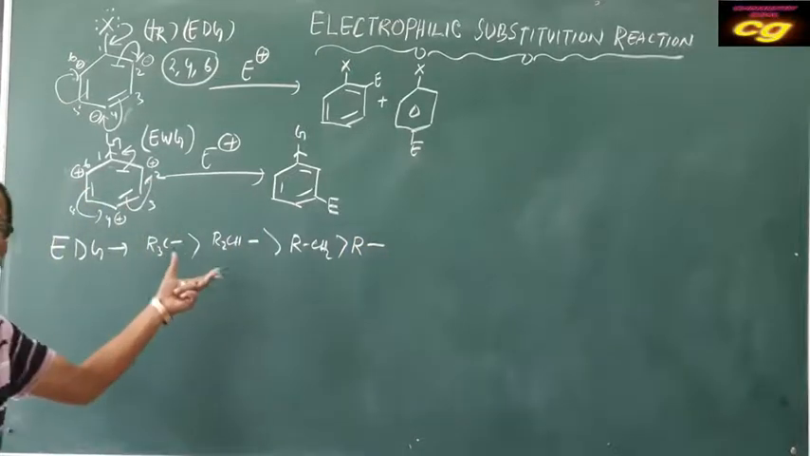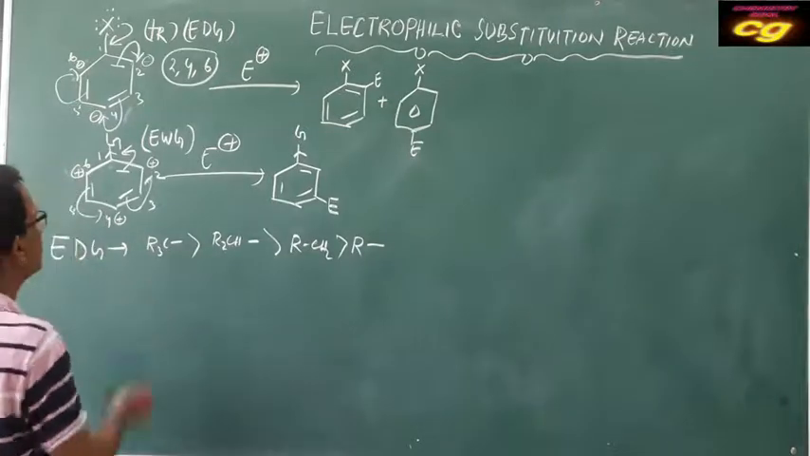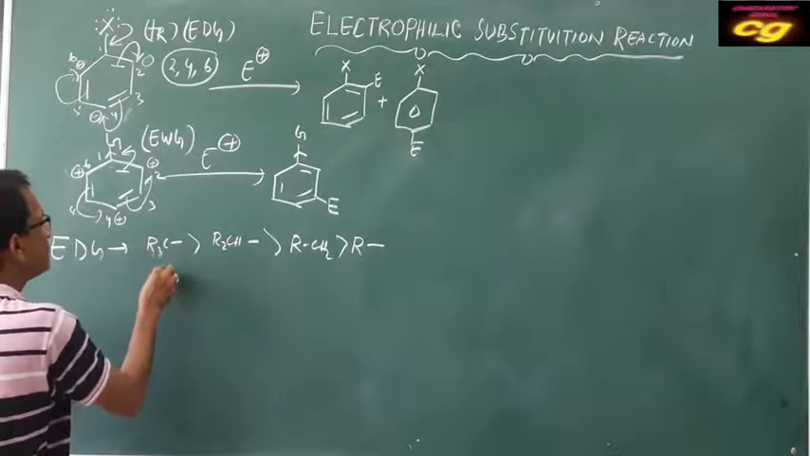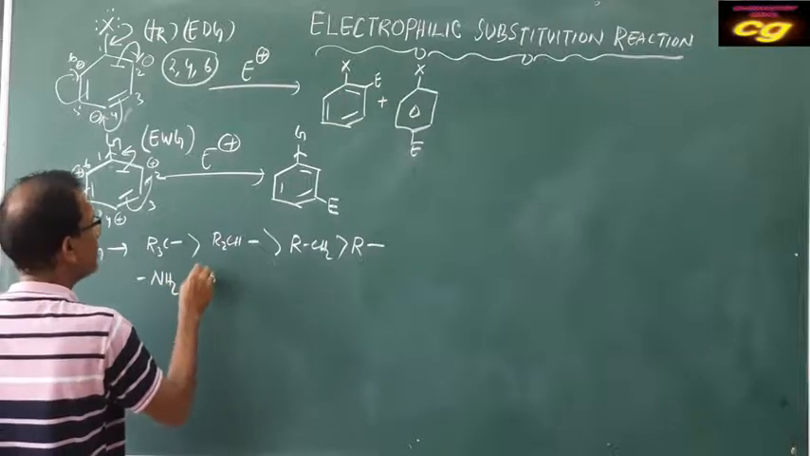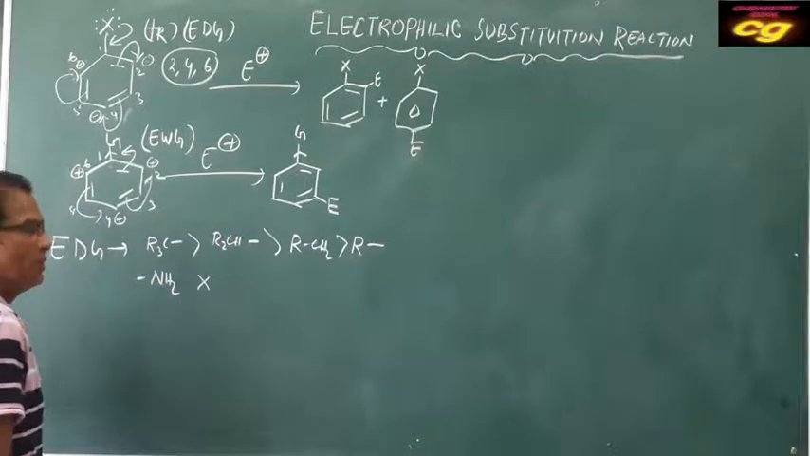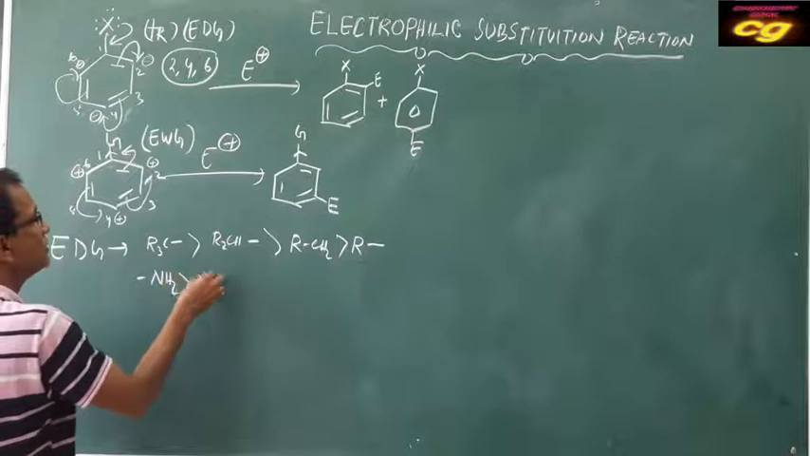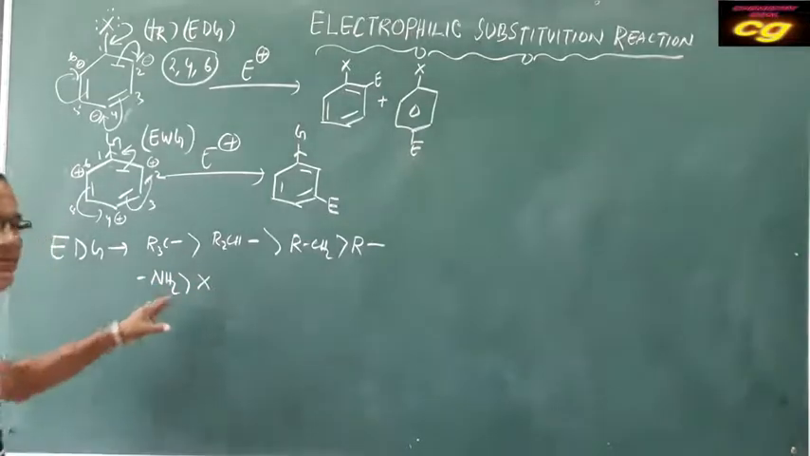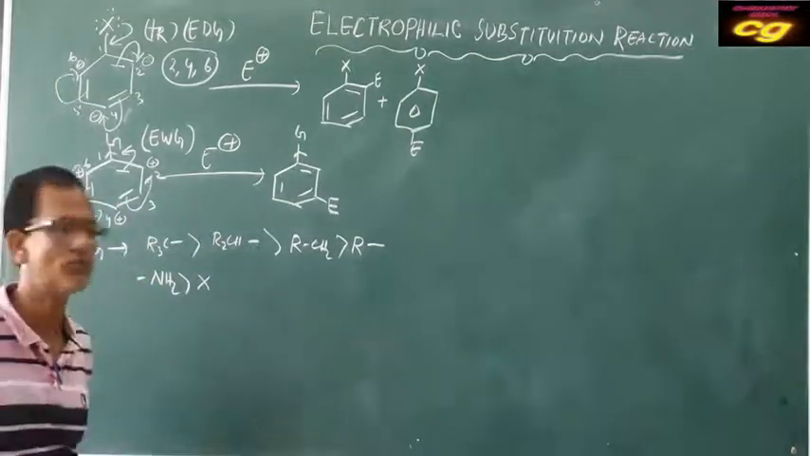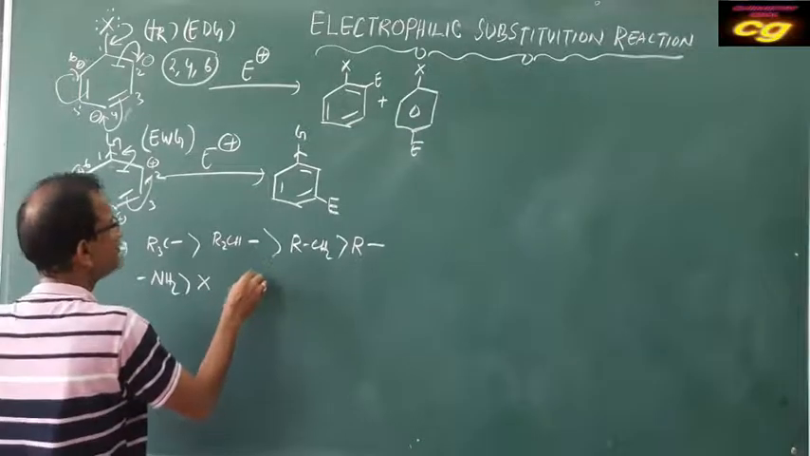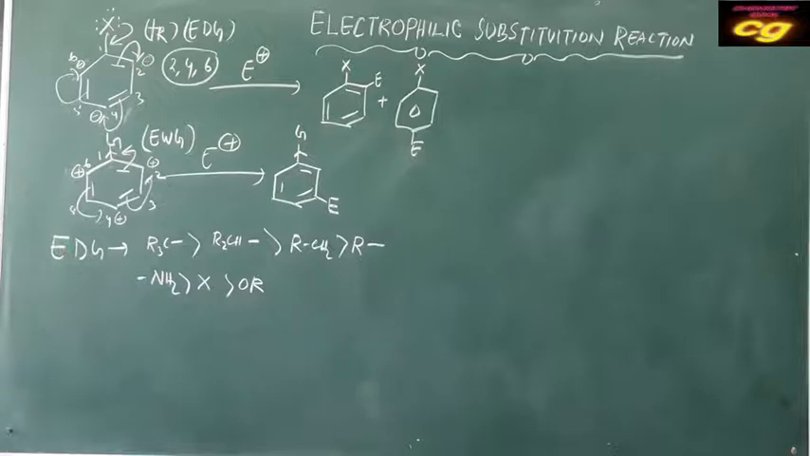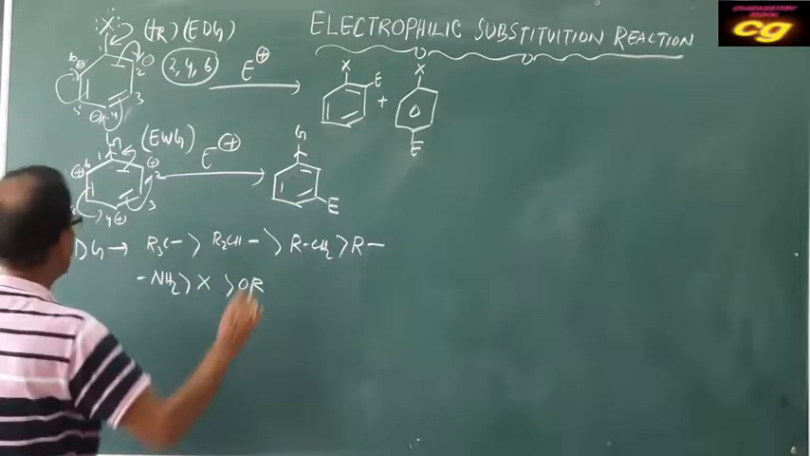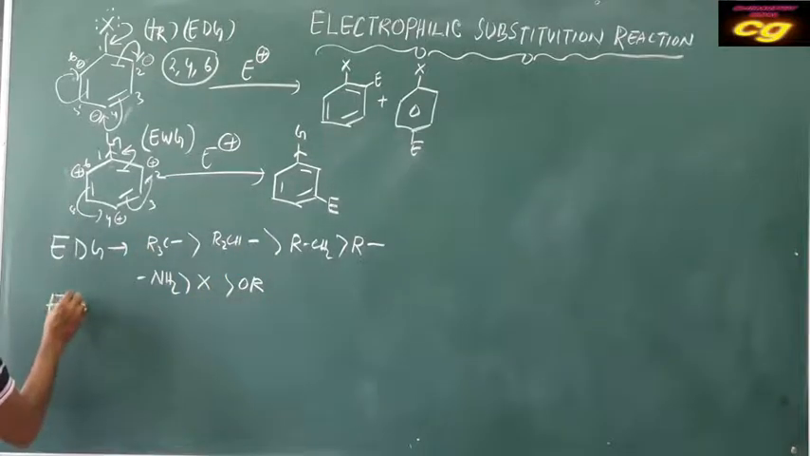Amine is also an electron donating group, and halogen X is also an electron donating group, if you see. Also OR groups are electron donating groups. So like this, these are electron donating groups. What are the electron withdrawing groups?